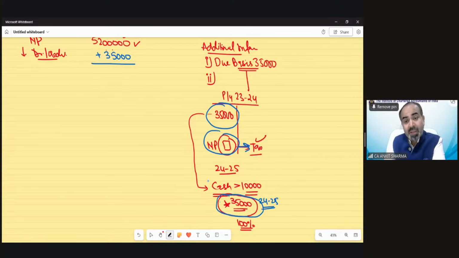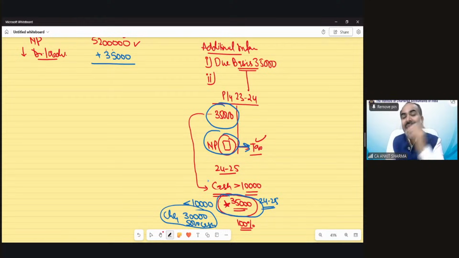Understood? Suppose the question had mentioned that the payment was made at less than 10,000 rupees in cash, say 30,000 paid via account payee cheque and 5,000 in cash. Then there would not have been any such treatment. But here you claimed the deduction in 23-24 and violated that provision in 24-25, so we have no option left. We have to tax it in our current year 24-25. That's why we are doing this. Okay, Dhruti? Clear?